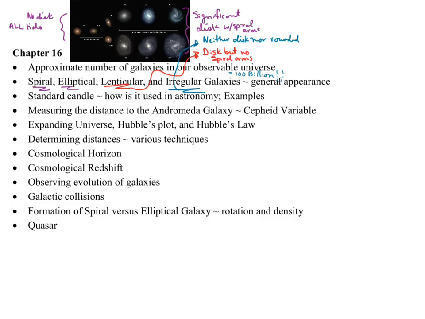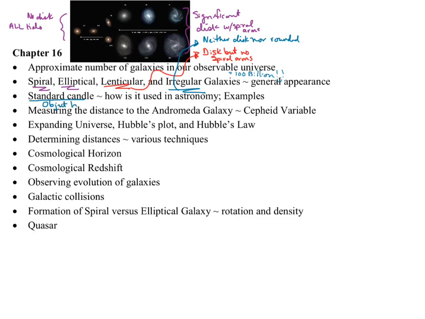In purple, I say the spiral galaxies, there's a disk with spiral arms. Elliptical galaxies, I said in purple actually on the other side, there's no disk. They're all halo. That's what ellipticals are. In red, the lenticular galaxies are disk but no spiral arms. And irregular galaxies are neither disk nor rounded.